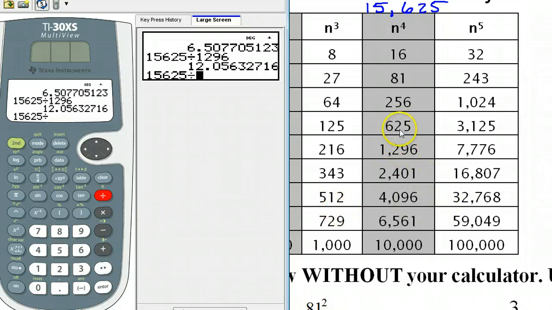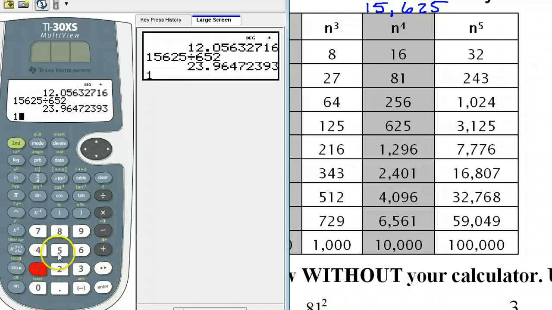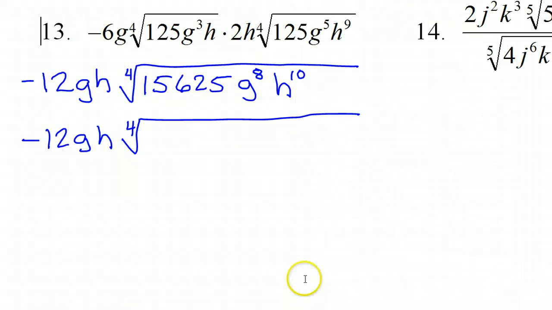All right, how about 625? Whoops, I typed that in wrong. 15,625 divided by 625. Oh, look, there it is, 25 times. So 625 times 25.